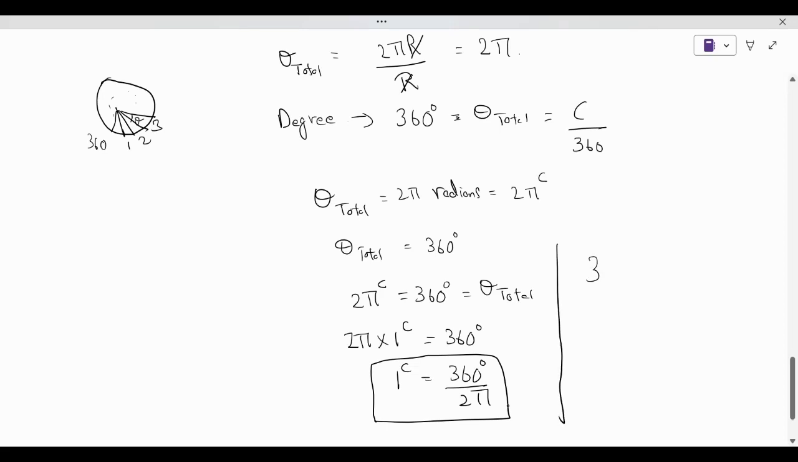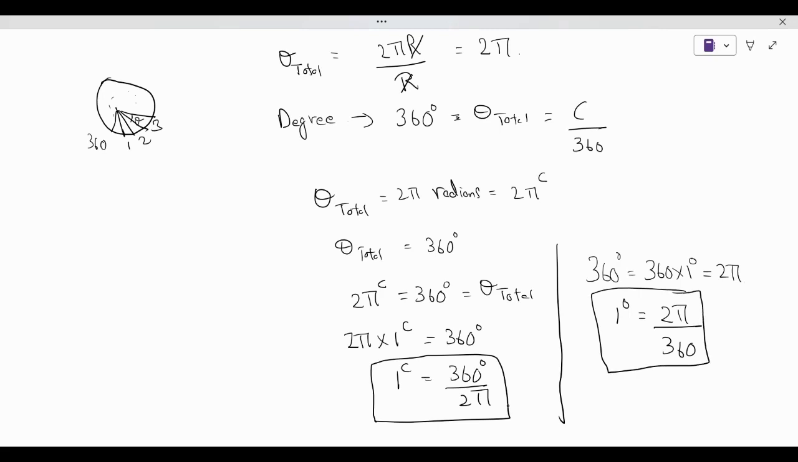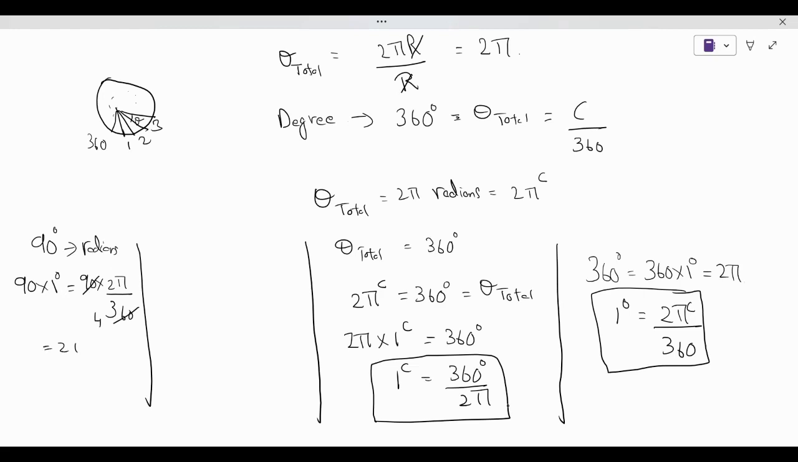Next, 360 degree can be written as 360 into 1 degree, which is equal to 2 pi radian. So 1 degree is equal to 2 pi by 360. This is how you convert 1 degree to radians. We'll use this formula now. Let's say I want to convert 90 degrees to radian. 90 degree is 90 into 1 degree, which is equal to 90 into 2 pi by 360, which means it is 2 pi by 4, which is equal to pi by 2. So 90 degrees means pi by 2 radian.